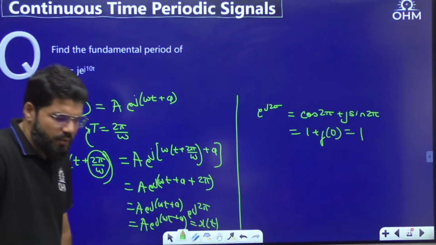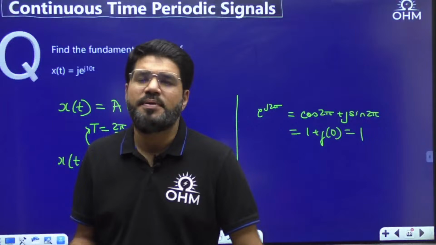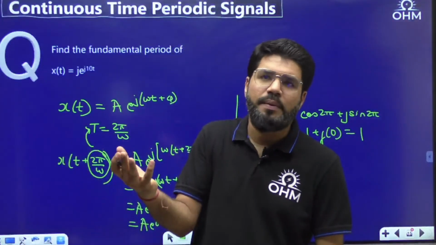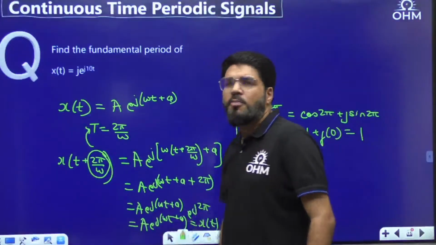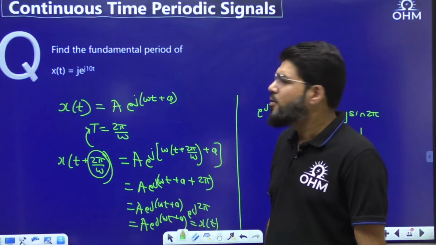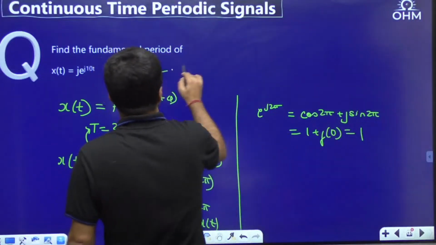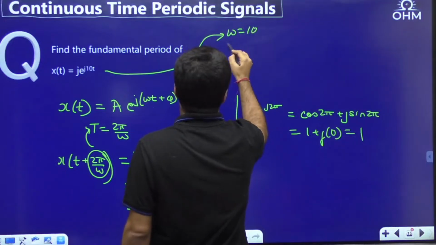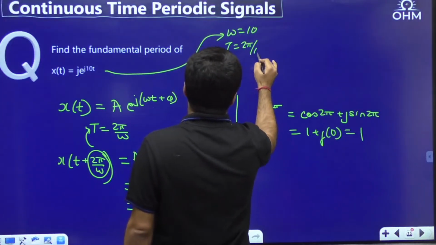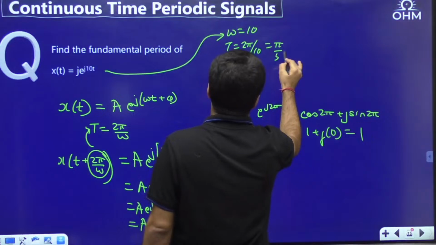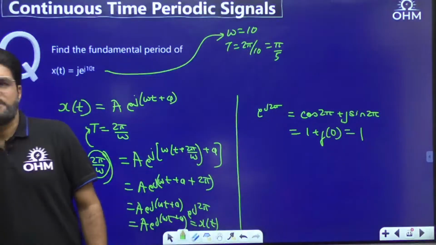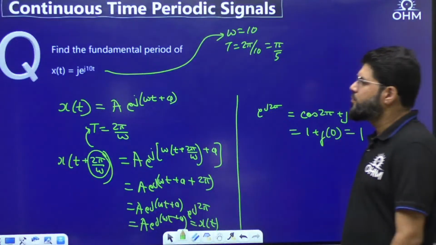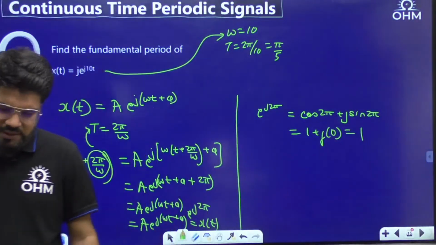And I have told you logically why, because e power j theta is cos theta plus j sin theta. So whatever is the period for cosine and sine, which for both is 2 pi by omega, the same should be for this complex exponential signal, that is 2 pi by omega. Here omega is 10 and the time period is equal to 2 pi by 10, that is pi by 5. The time period of this is pi by 5. All right, let's move ahead to the next.